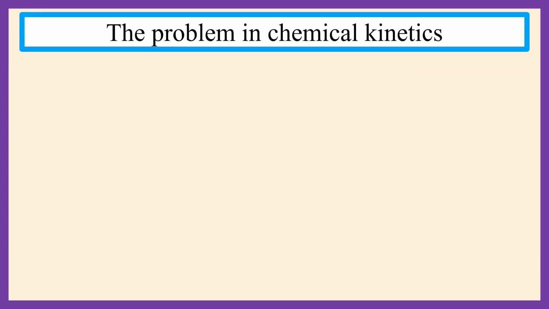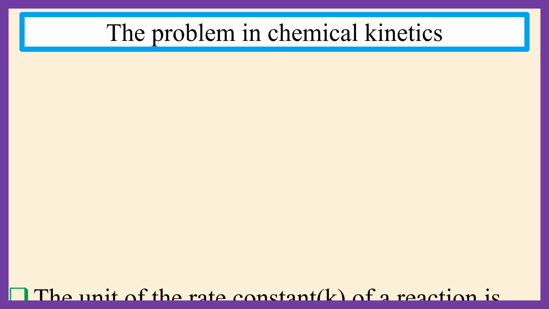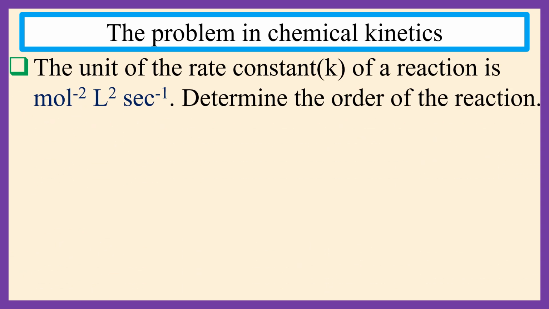Welcome everyone. The problem in chemical kinetics. The unit of the rate constant of a reaction is mole to the power minus 2, liter to the power 2, second to the power minus 1. Determine the order of the reaction.